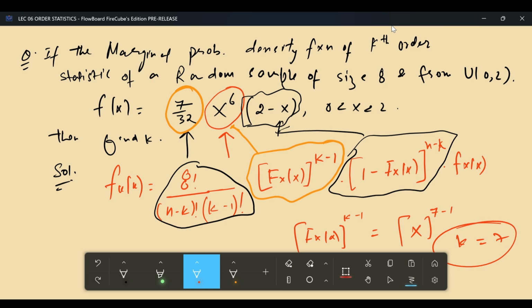This question was asked in the GATE exam. So see how easy it is to get the 2 marks from this question. It's easy to get the 2 marks in the GATE exam. The question is simply, you are given the PDF of the kth order statistic, then you have to find the value of the unknown, that's k.